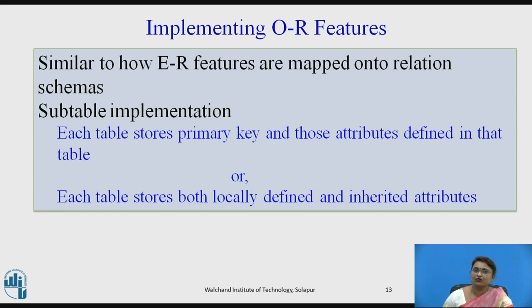Whatever object oriented things we are implementing, these are the subtable implementations we can say, and every table is storing the primary key, and these are defined in that table itself. Each table is storing both locally defined and inherited attributes. Those are the things in the OR features.